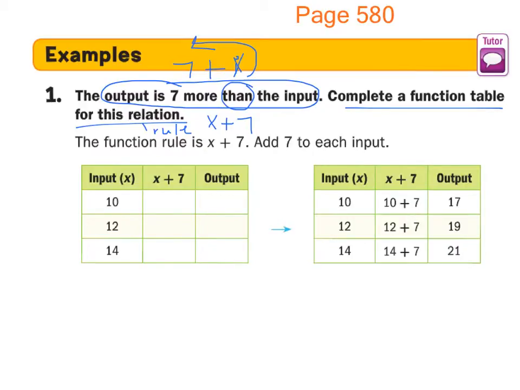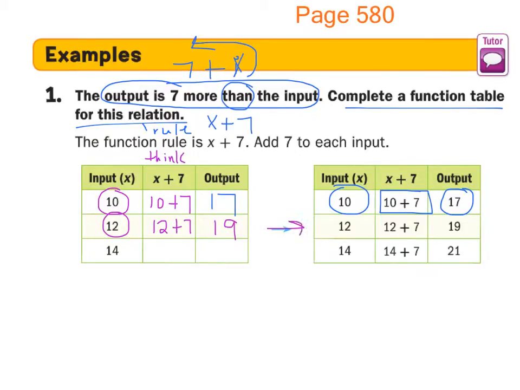So if our input is x, and we put in 10, I'm going to take 10 plus the 7. This is my mental math. I know that my output will be 17, just like they're showing us over here. If I put in 12, I'm going to take 12 plus 7 and get 19, just like they did over here. Same with 14. 14 plus 7 equals 21.